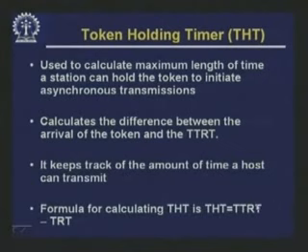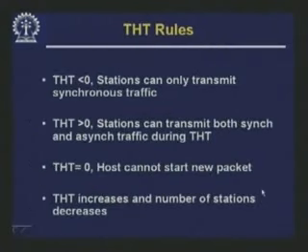The point is that there is a target time and there is an actual measured time by which the token has come back. If the actual measured time is low, that means the network is lightly loaded, so you can put some asynchronous traffic on that. That is why this THT is calculated. It calculates the difference between the arrival of the token and the TTRT. It keeps track of the amount of time a host can transmit. So, the formula is this, and then you have the following rules.